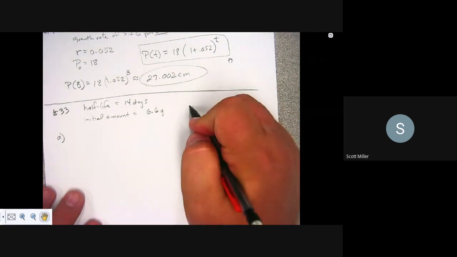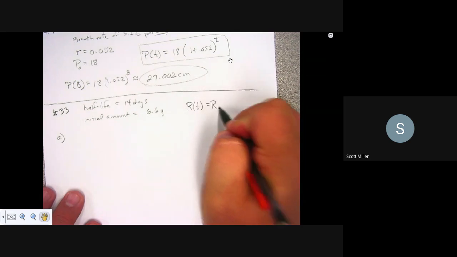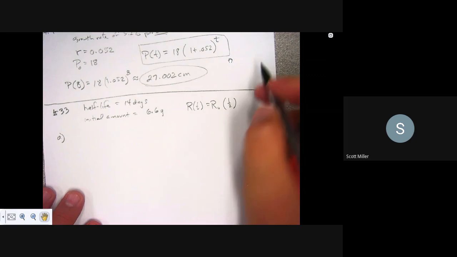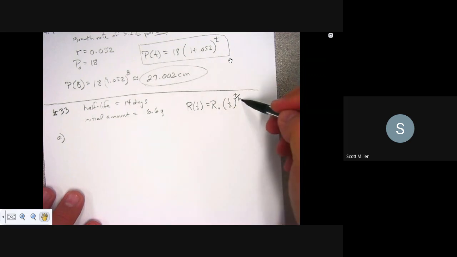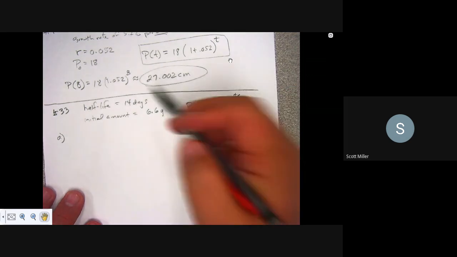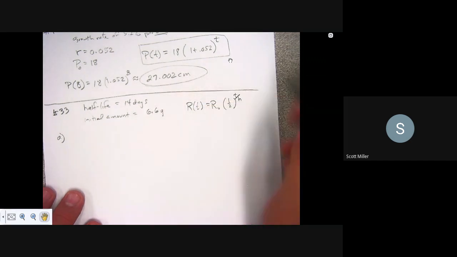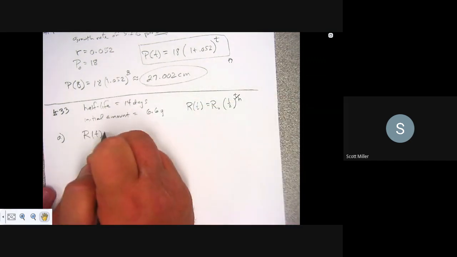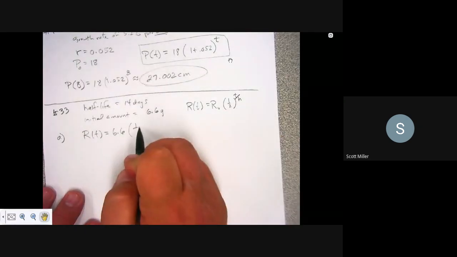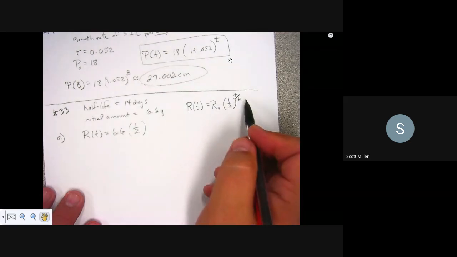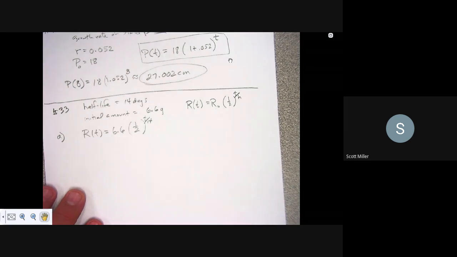So our template, just like we did over here, we write it every time to help us remember it. And then T over H, that's the half-life. T is in the same units as the half-life, and our half-life is in days, so T will be in days. And so we can just plug our information into this equation. R of T, the initial amount, 6.6 grams, times 1/2. T I don't know, but my half-life is 14, so this would be T over 14. So that is my formula.